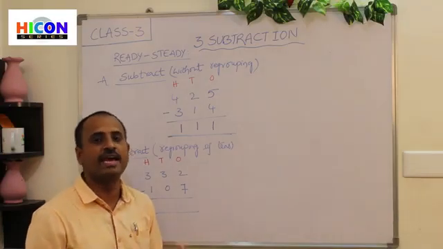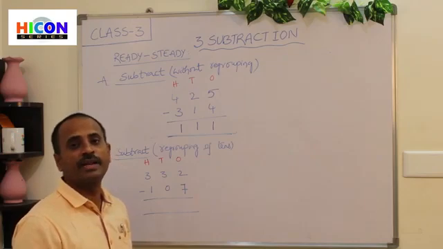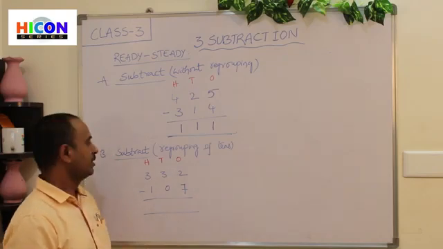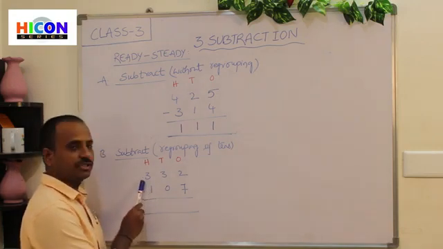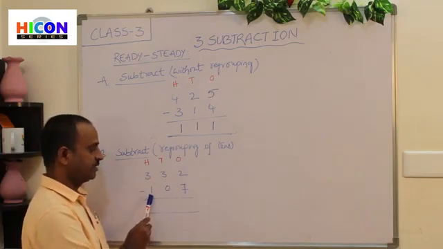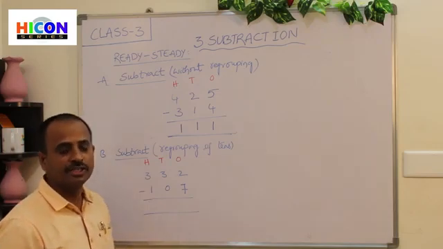That means without carrying. So now let us remember how to do subtraction with carrying. That means with regrouping. So see the second problem here. Here also two numbers are given. The first number is 332 and the second number is 107.